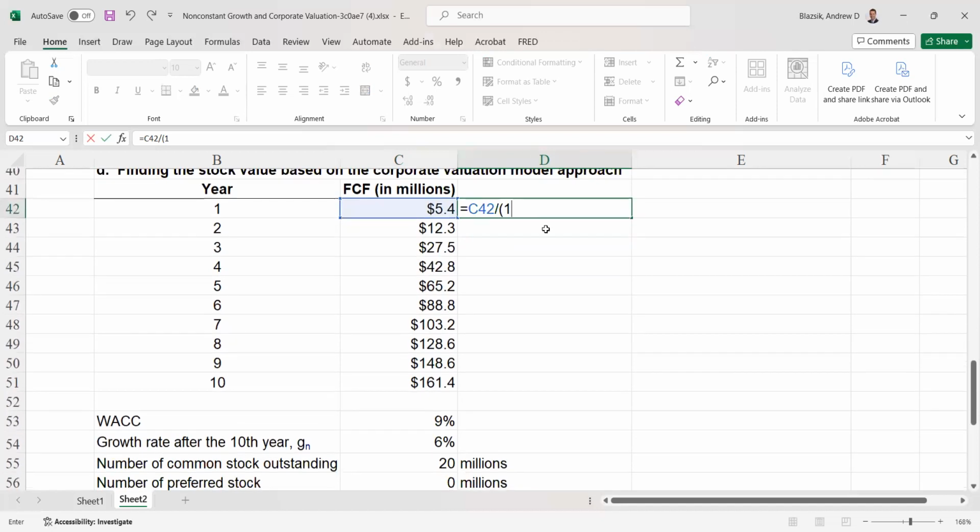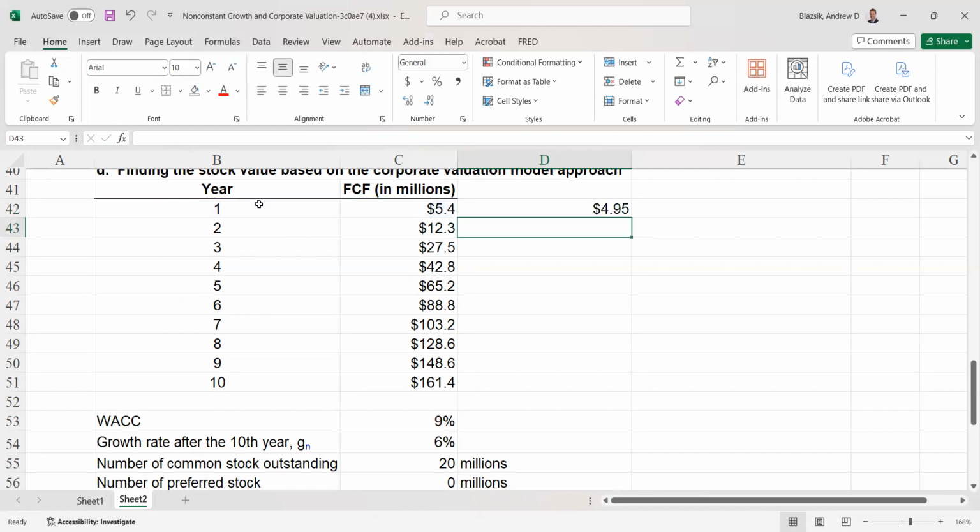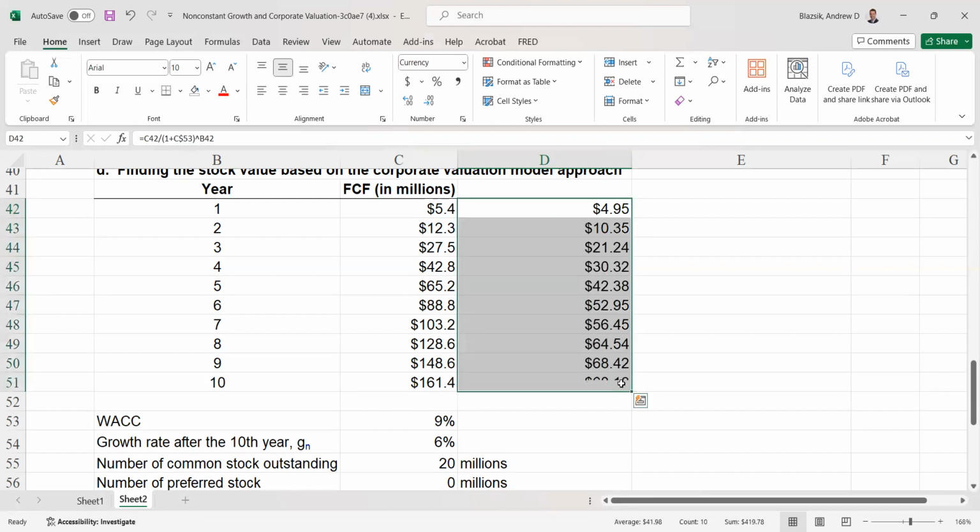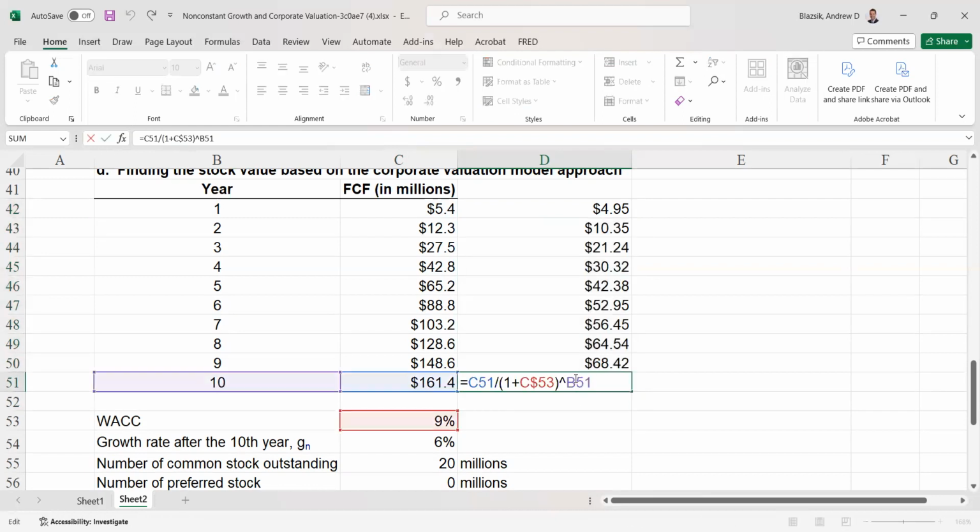Okay, so I'm going to do 1 plus the 9%. I'm going to drag that down. I'm dragging it by the number. I'm going to put a $ sign in front of it. And then I'm going to do it to the power of that year. Let's do it right there. So 5.4 million is really worth 4.95 million today. If I drag that down for all 10 years, it will give me my present value of the future cash flows.